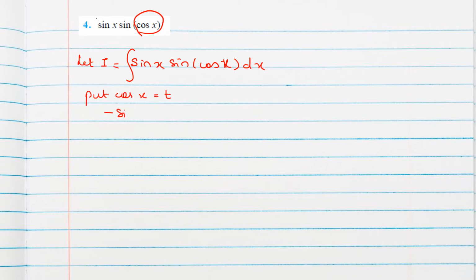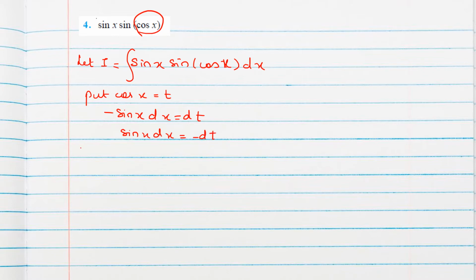Question number 4, sin x into sin of cos x. Let I equal to sin x sin of cos x dx. Okay, so the angle of this sine is troubling us, so we can put that as t. So put cos x as t, we will get minus sin x dx as dt. So sin x dx will be minus dt.